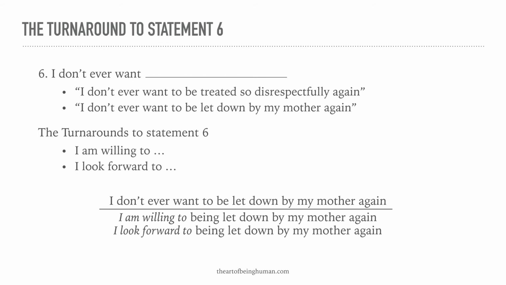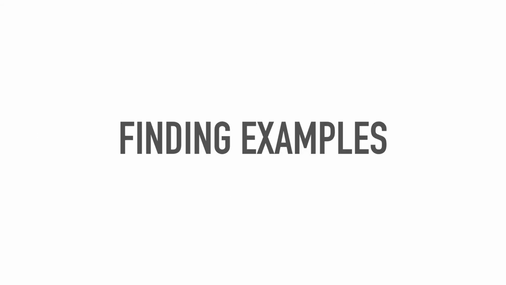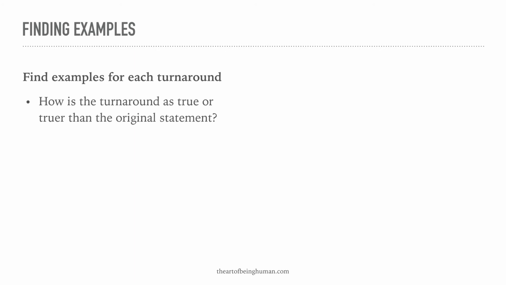So far, I've been going through the turnarounds as if they are mainly a semantic exercise. But they are not, of course. The semantics are the smallest part of working with the turnarounds. The main part is finding the examples. When we've taken a one-liner through the 4 questions and identified one of its turnarounds, our task is to find examples of how the turnaround is as true or truer than the original statement.